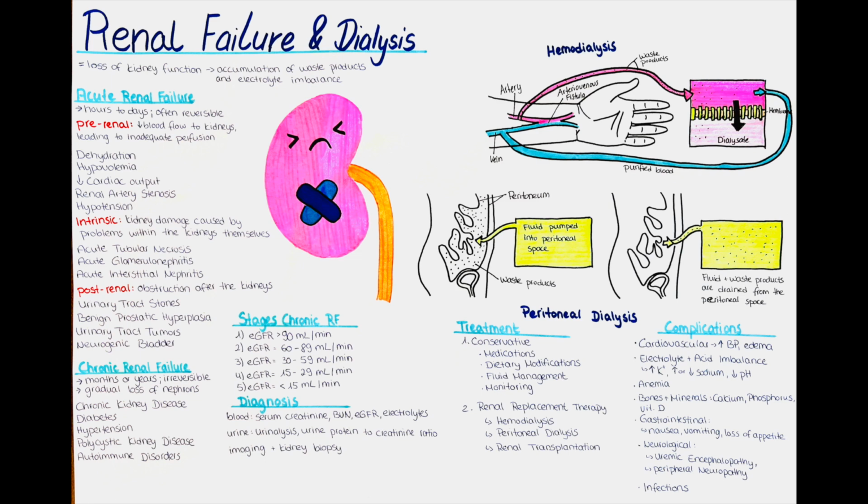Post-renal acute renal failure occurs due to an obstruction after the kidneys, typically in the urinary tract, which prevents urine from being eliminated from the body. Causes of post-renal acute renal failure include urinary tract stones, as kidney stones or stones in the ureter, and they can block the flow of urine, causing a backup of urine into the kidneys.